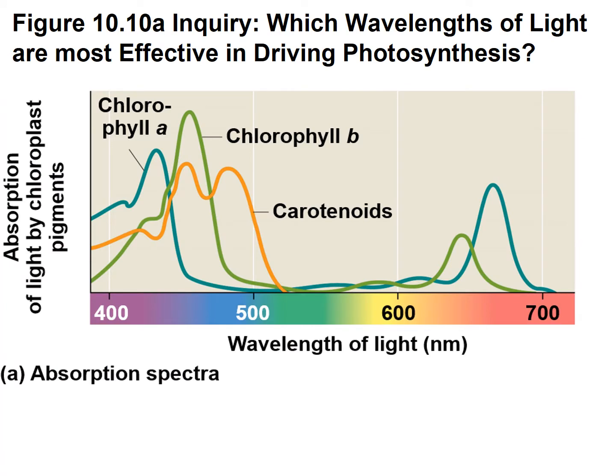Figure 10.10A shows what wavelengths are absorbed by these different pigments. So chlorophyll A has some key absorption in the violet blue range and also in the red range. So that's why it appears as a greenish color. Chlorophyll B absorbs best in the blue range and the orange-red range, so it appears as an olive green color. It doesn't absorb that. Carotenoids do best in a blue and a purple color, and they appear orange.